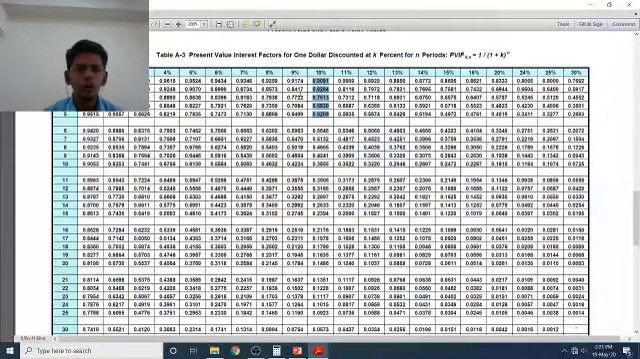So, what does this mean? How to read this table? This table indicates that if you discount a sum of 1 rupee at the rate of 10% for 1 year, its worth is just 0.9091, correct? And after 2 years, its worth will be 0.8264. So that's how it actually works.